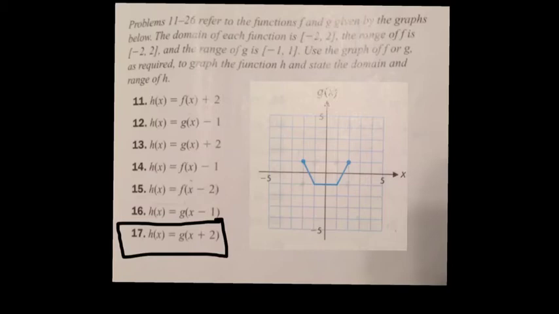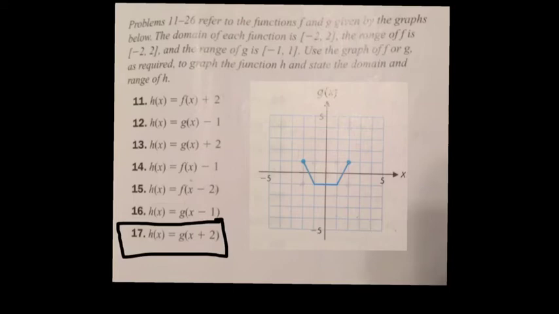Same for g of the quantity x plus 2. Because that plus 2 is incorporated as part of the function, it's a horizontal shift. The plus 2 indicates a shift of 2 units to the left. So all of those points are going to get shifted 2 units to the left.